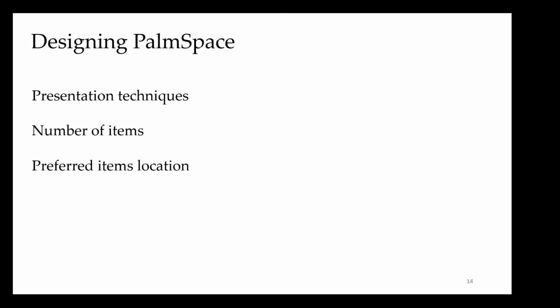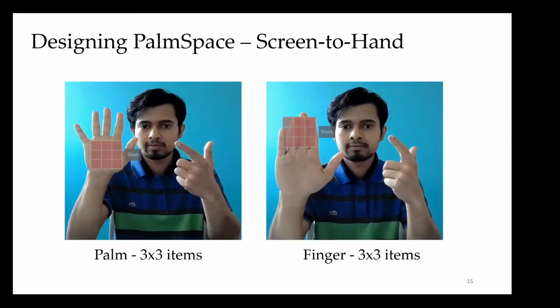Now, based on this result, we moved further to explore how the palm space can be designed to accommodate different items. So we started by looking at different factors. Here I just list some of the factors. For instance, there could be different presentation techniques. We could also accommodate different numbers of items on the palm, or they can be placed in different locations. So let me show you what that means.